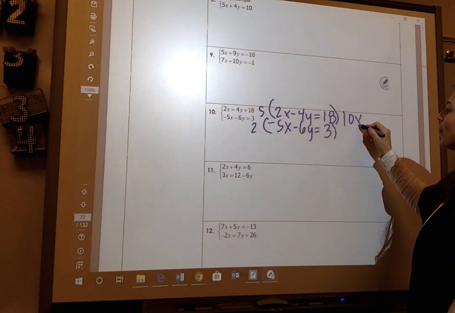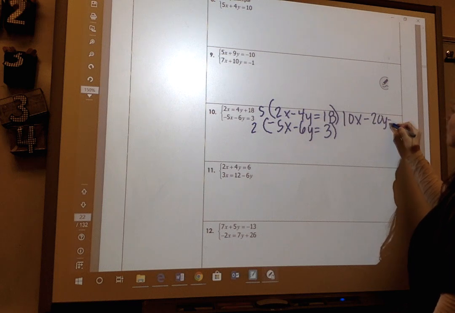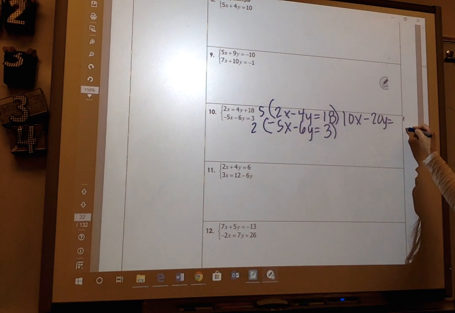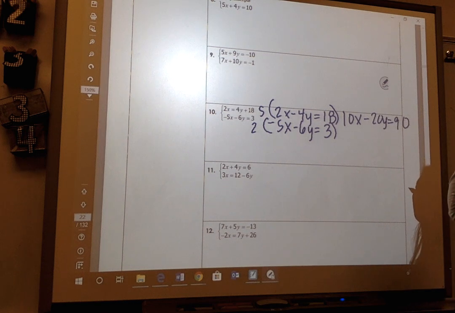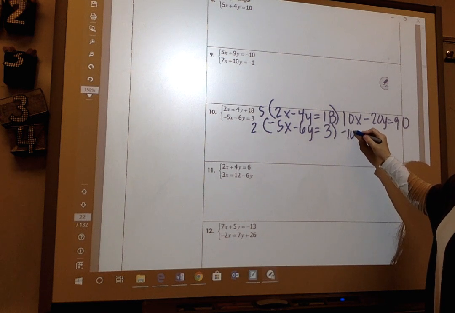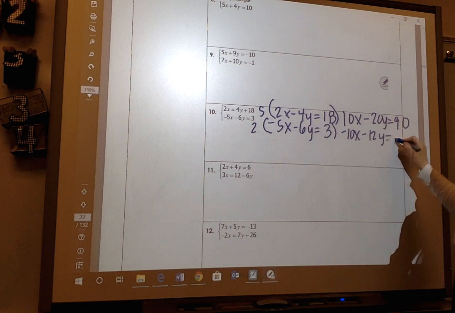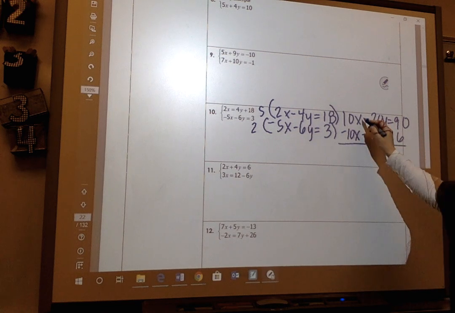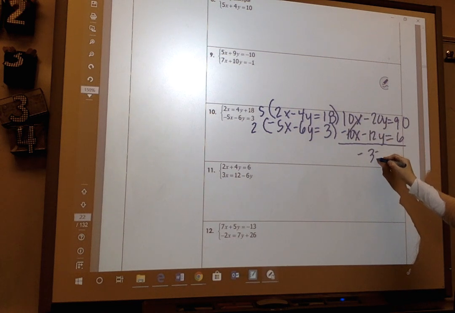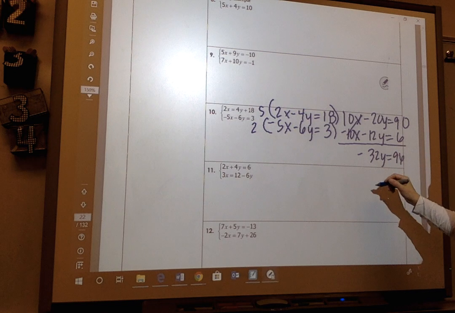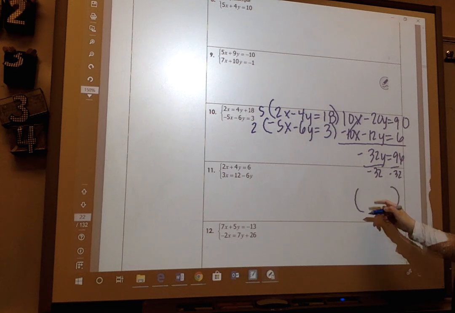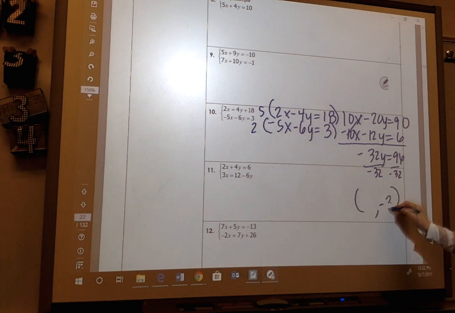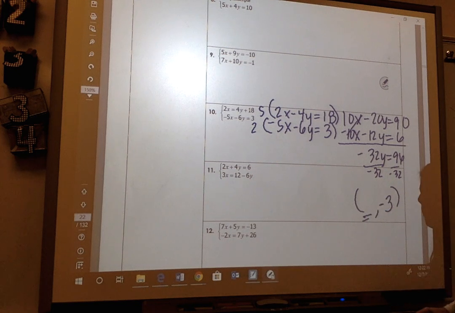So I get 10x minus 20y equals, of course I do that one, 90? Is that 90? I think that's 90. And then I get -10x minus 12y equals 6. So now my 10's cancel out. I'm left with -32y equals 96. Divide both sides by -32. And then I get my y value is going to be -3. Okay, and then I can go back and solve for x.